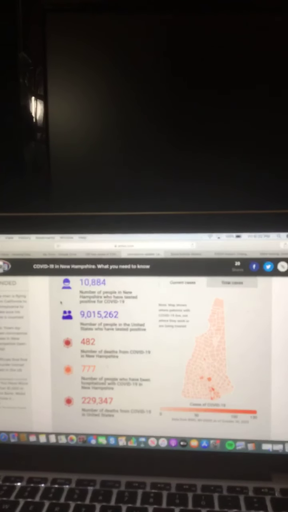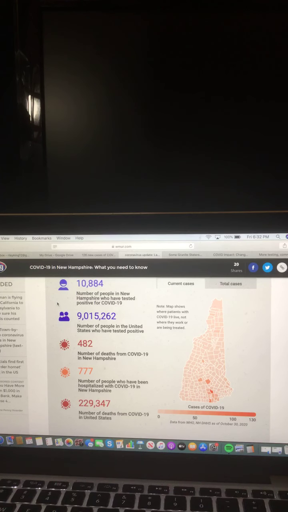First up, we begin with COVID-19 updates. 126 new cases of COVID-19 and 2 new hospitalizations reported today. COVID-19 in New Hampshire, what you need to know? Let's take a look at that information right now. And here is a look at that information for all of you right now.